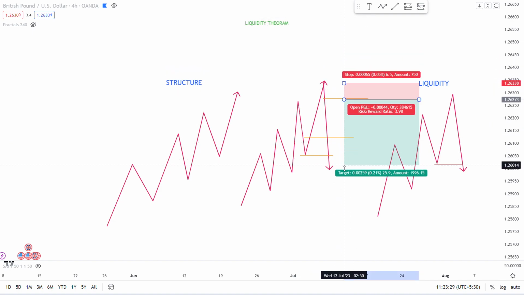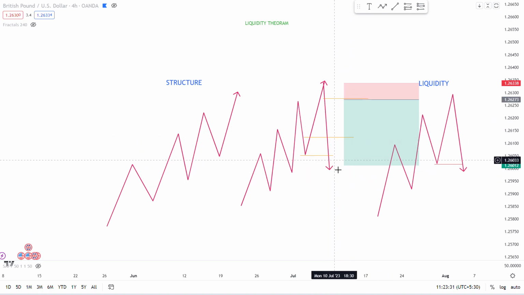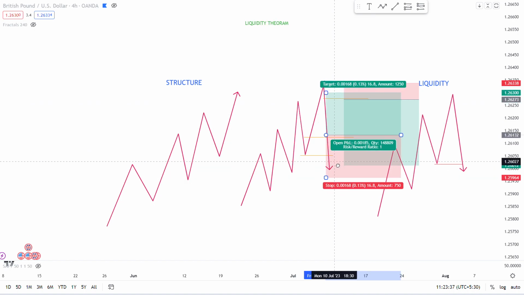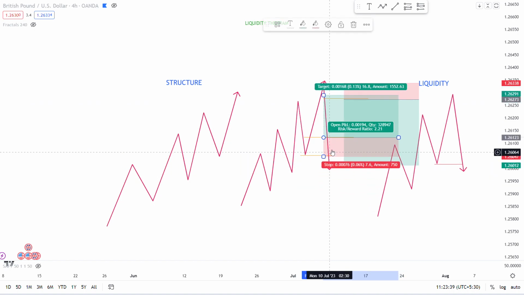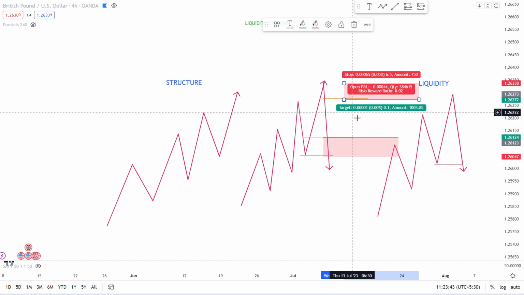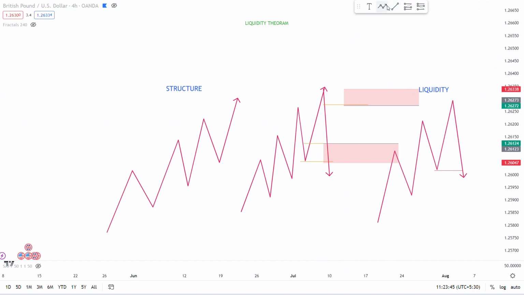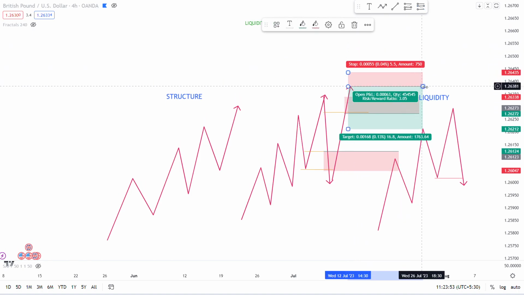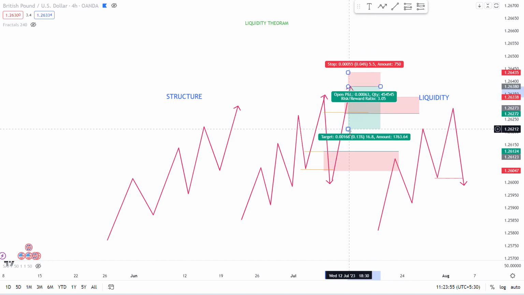It's a fake thing. This is how the retailers have lost here and the retailers have lost there. They hit SL here and they got SL hit there. They got stopped out 2 times. Now the real people will enter here. The real smart money people will enter here. Real smart money. This is how the liquidity inducement theorem people do.